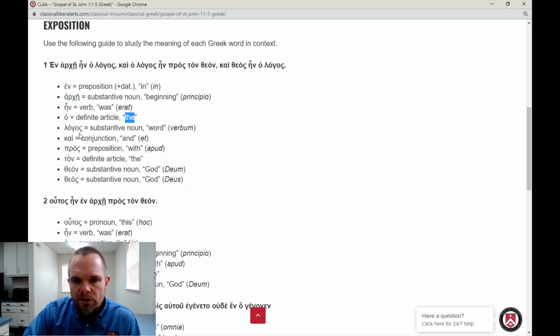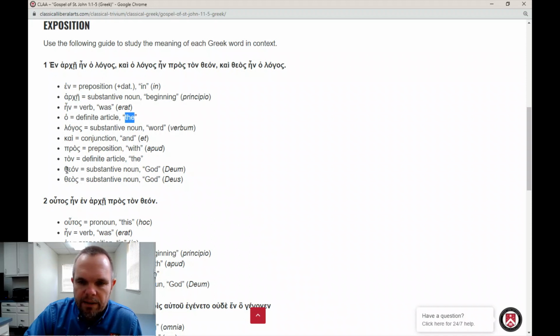So we have logos, which is the Greek word for word, verbum. We then have kai, which is the conjunction that means and in English, and it's equivalent to et in Latin. We then have the preposition pros, which means with, and then ton theon. Ton is another form of the article. It means the, and theon means God, which is equivalent to deum in Latin. And lastly, theos, a substantive that means God, equivalent to deus.